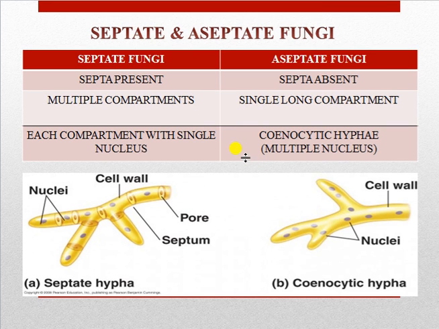So in this slide we can see properly the difference between septate and aseptate fungi. It is written: septate fungi means where the septa is present. In case of aseptate fungi, obviously septa is absent. In case of septate fungi, multiple compartments are present due to the presence of septa or membrane, because it is differentiating the entire hyphae into multiple compartments. And in case of aseptate fungi, obviously there is a single long compartment through the entire length of the hyphae, because no compartmentalization can be found.